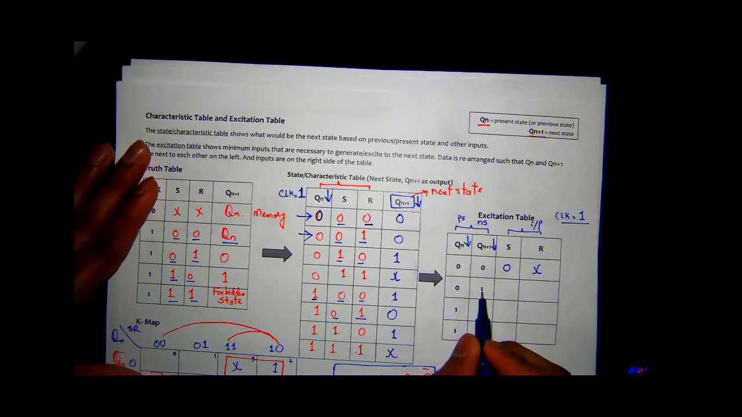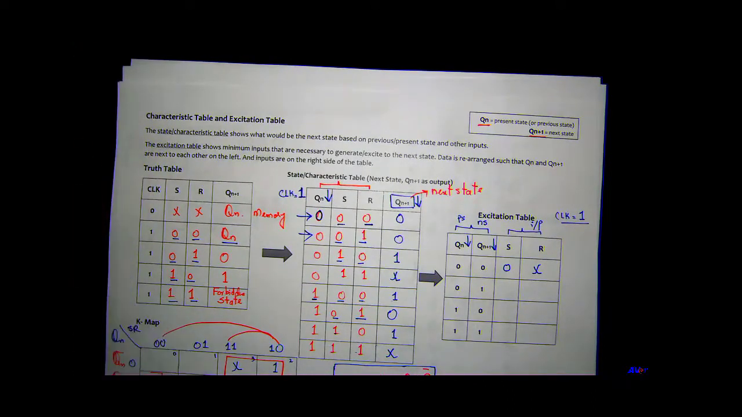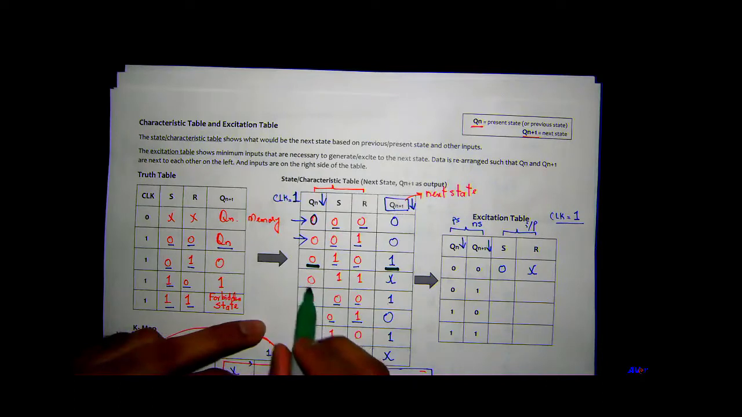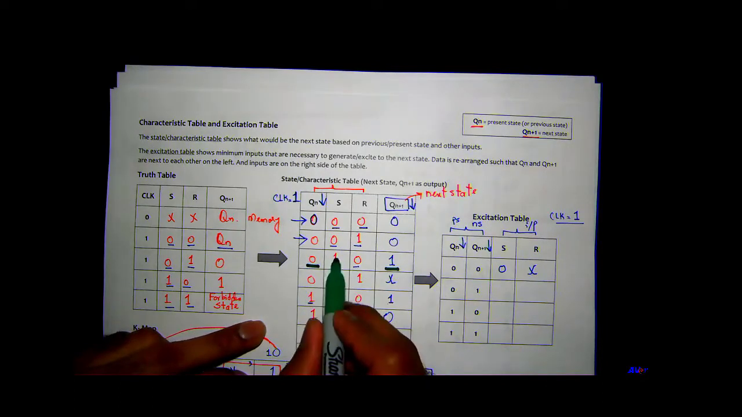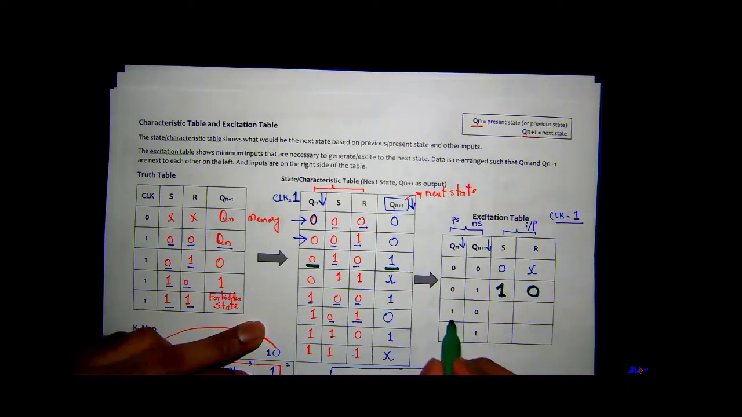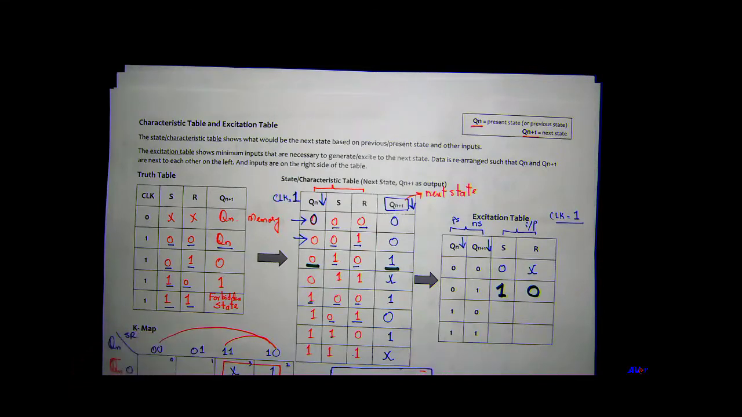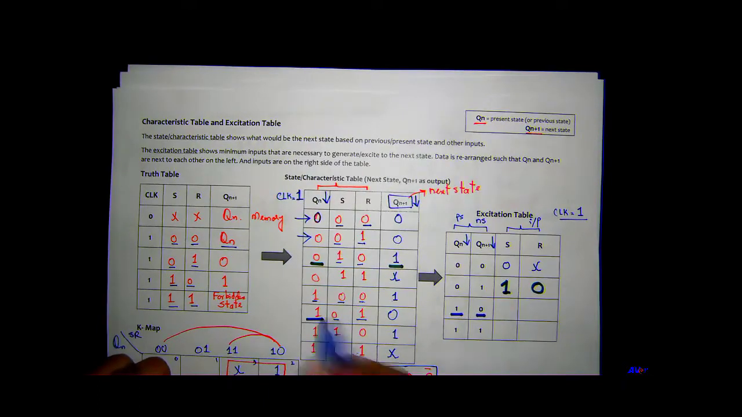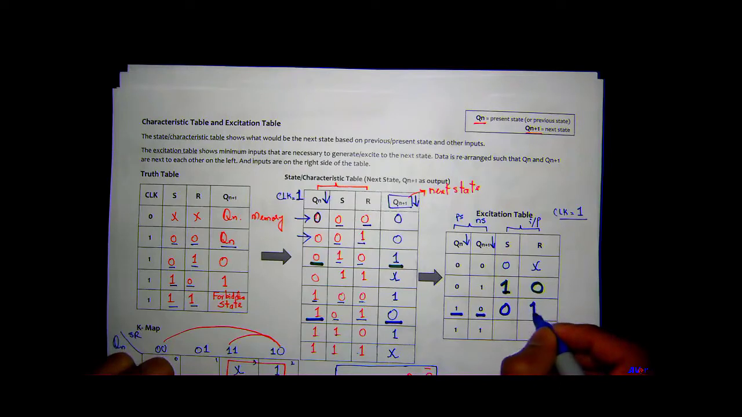When Qn is 0, Qn plus 1 is 1. Is there any other? No. So S is 1, R is 0. Now we look for Qn 1 and Qn plus 1 0. So we got this right here. Qn is 1 and Qn plus 1 is 0. So S is 0, R is 1.